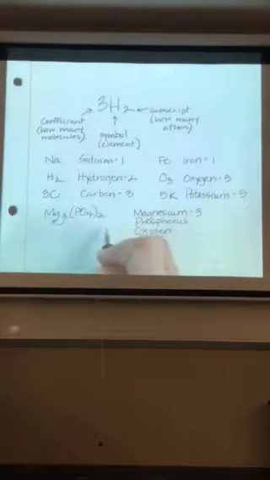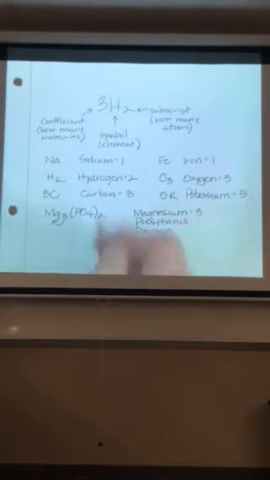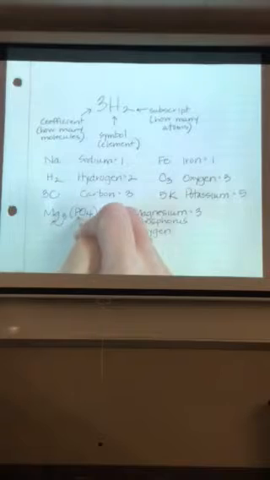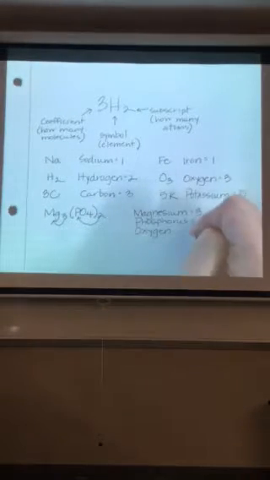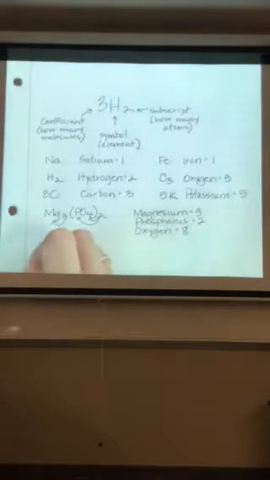Now here, you guys, we have the subscript outside the parentheses, and so it's gonna actually get distributed. You guys have heard of the distributive property in math. Okay, that's actually gonna get distributed to everything inside the parentheses. So if I take 2 times the number of phosphorus, I have 2. And then how many oxygens do I have? 8, because 2 times 4 is 8. Still good? Yeah.